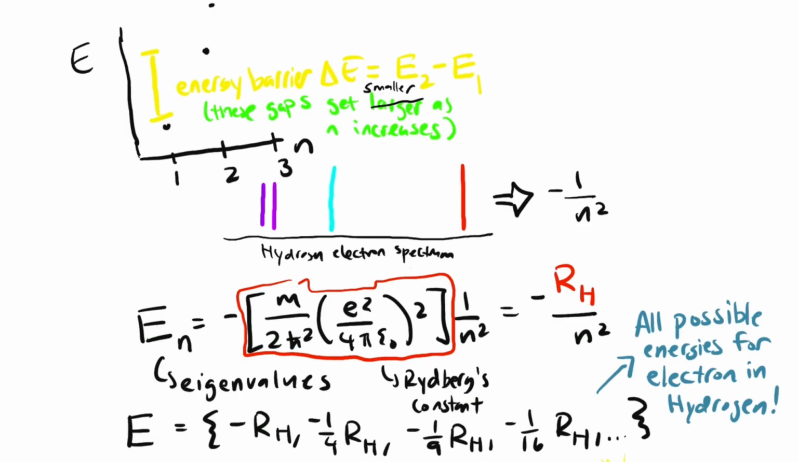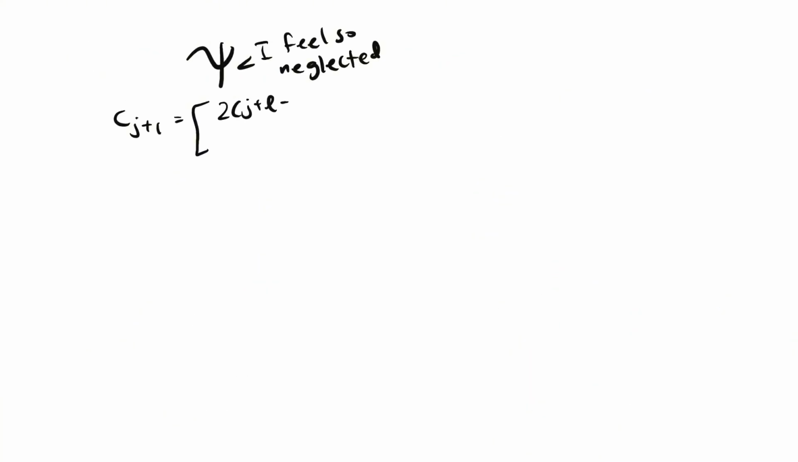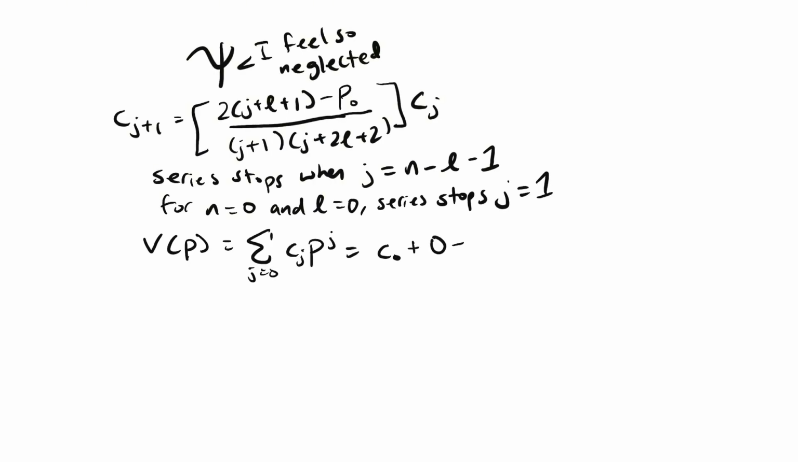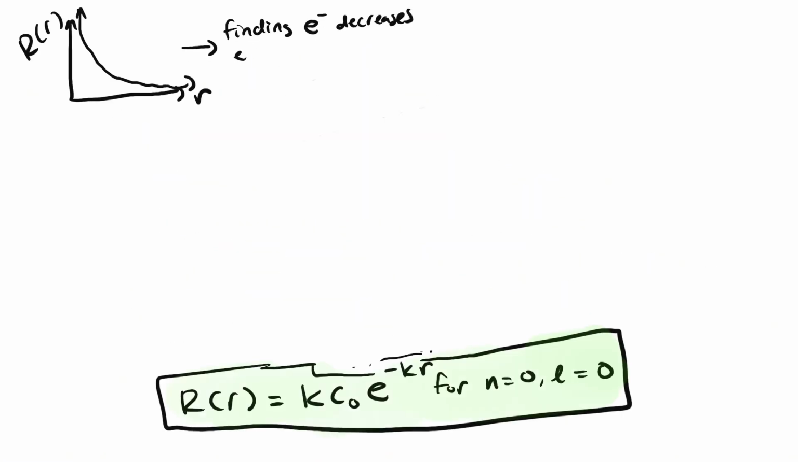From some wacky equation with some sus philosophical implications, we are able to naturally derive the energies of electrons in hydrogen, and that's amazing. Okay, but what about the wave function? Well, we've technically already solved that too. Using the series solution, we can generate new coefficients. The series stops when j equals n minus l minus 1, so for n equals 0, the lowest energy state, and l equals 0, the series stops at j equals 1, giving us this solution for the radial part.